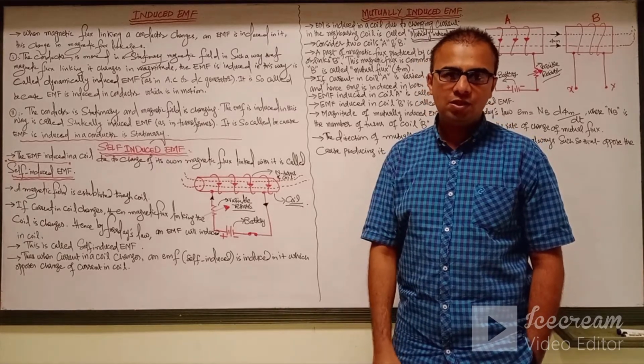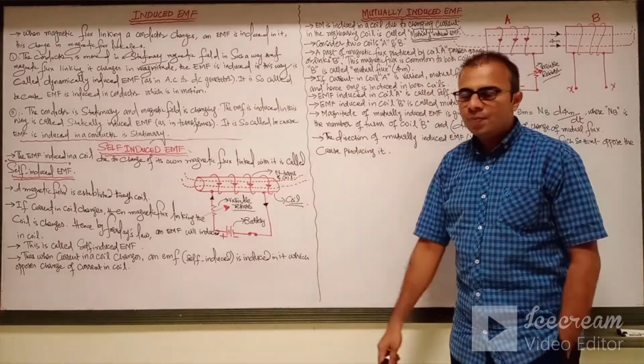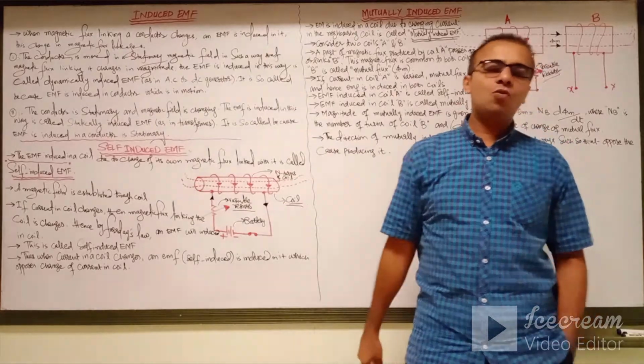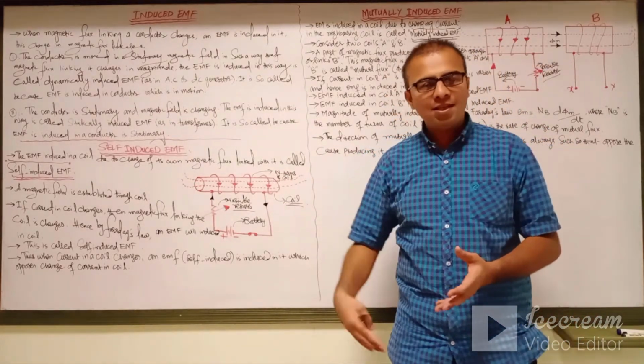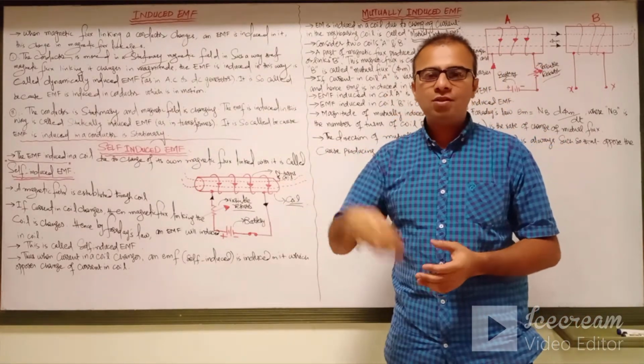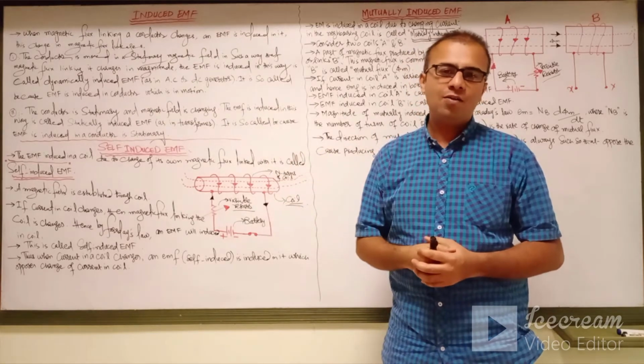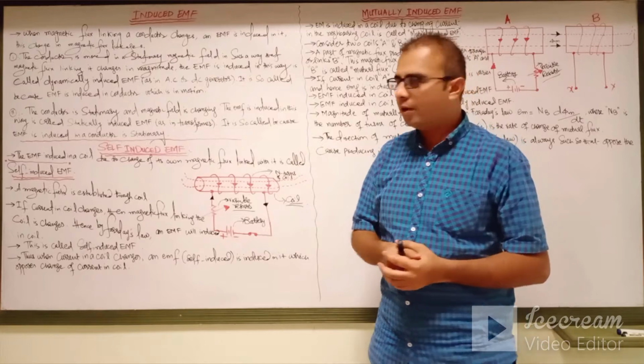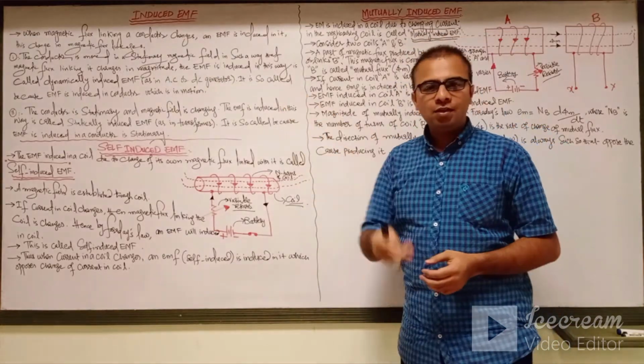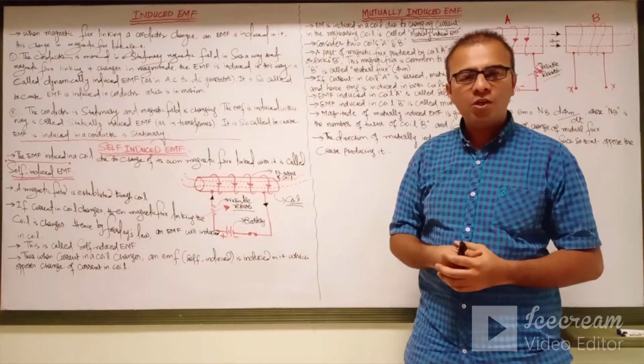As you can see from the board, when the magnetic flux linking with the coil or the conductor changes, EMF is induced in the coil. So this is the main explanation of Faraday's law of electromagnetic induction. So here we are taking two cases for the production of the induced EMF.